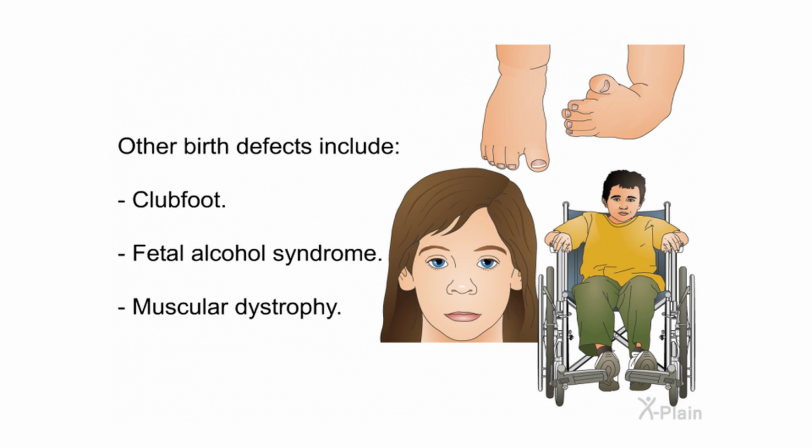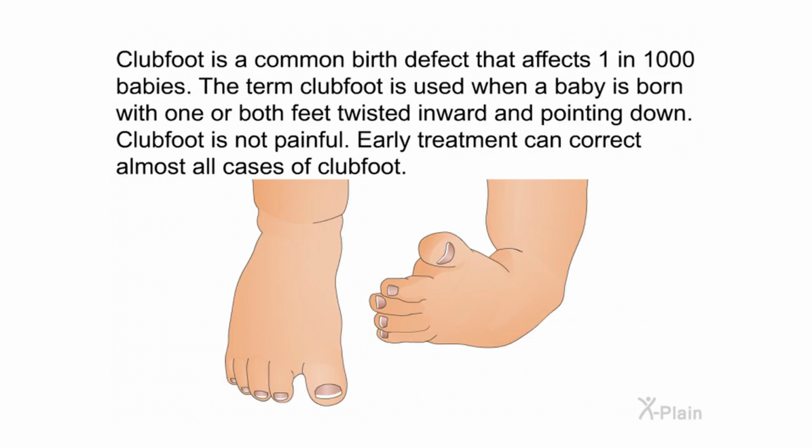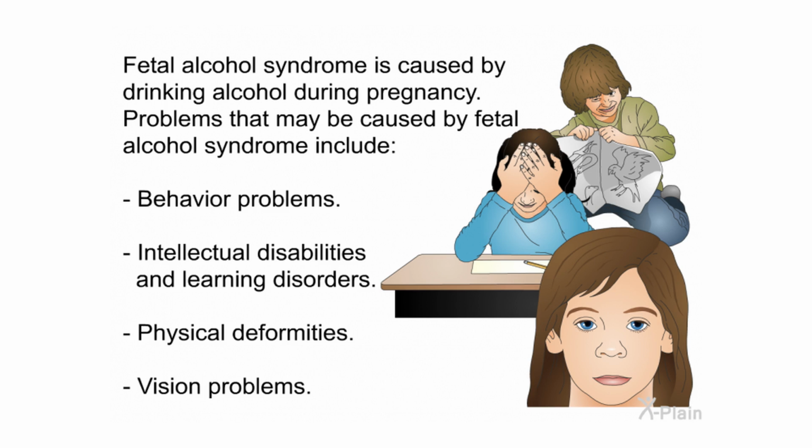Other birth defects include clubfoot, fetal alcohol syndrome, and muscular dystrophy. Clubfoot is a common birth defect that affects 1 in 1,000 babies. The term clubfoot is used when a baby is born with one or both feet twisted inward and pointing down. Clubfoot is not painful. Early treatment can correct almost all cases of clubfoot. Fetal alcohol syndrome is caused by drinking alcohol during pregnancy. Problems that may be caused by fetal alcohol syndrome include behavior problems, intellectual disabilities and learning disorders, physical deformities, vision problems.